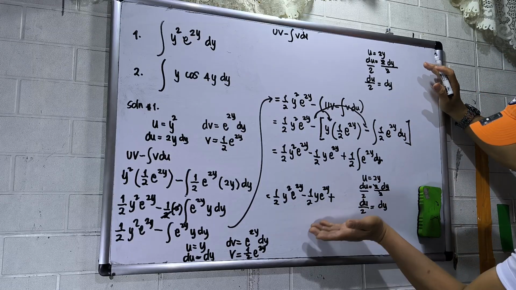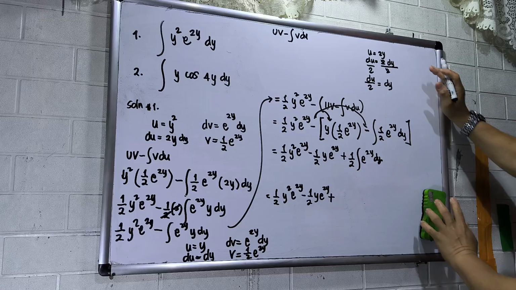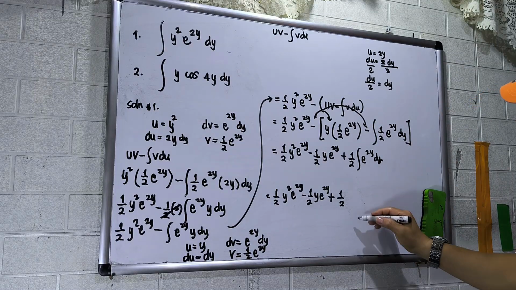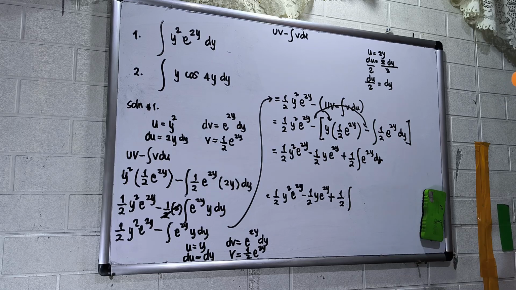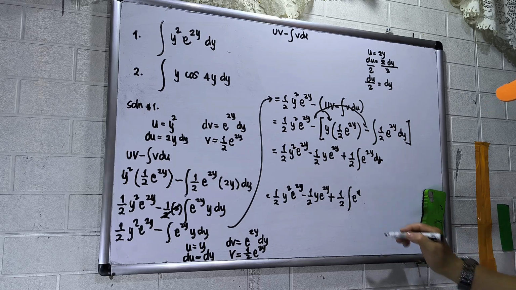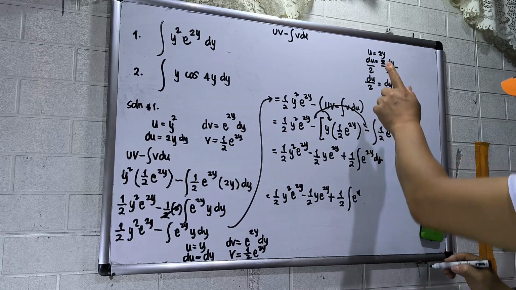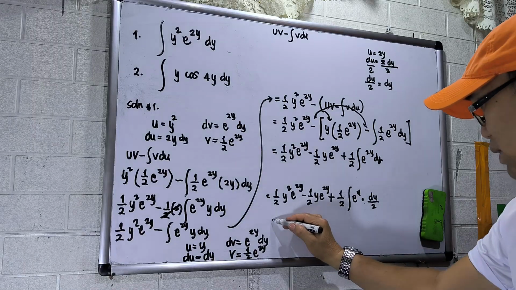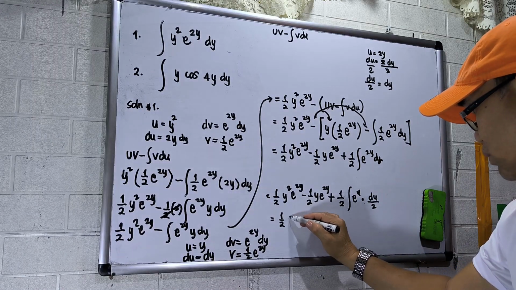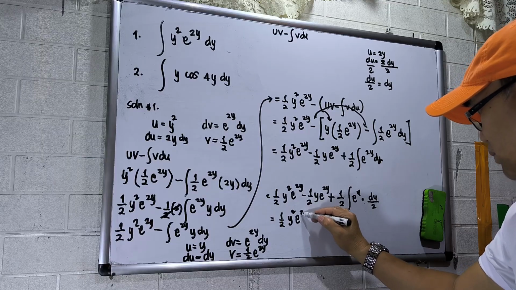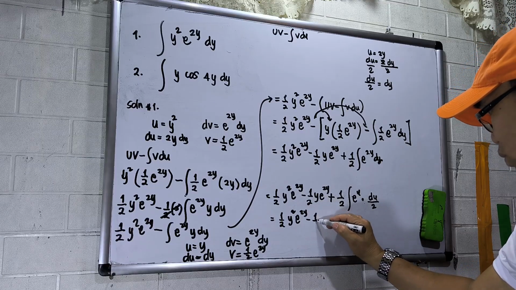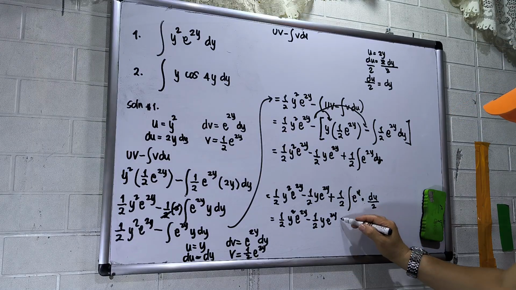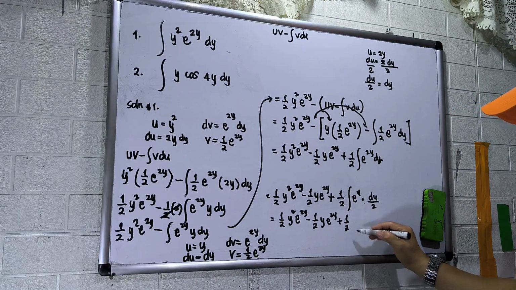I will erase this because there is no solution. So plus 1 over 2, then the integral of e to the u. dy is du over 2. So this will be equal to 1 over 2 y squared e to the 2y minus 1 over 2 y e to the 2y, then plus 1 over 2.